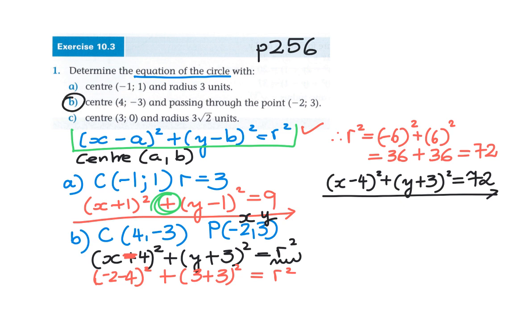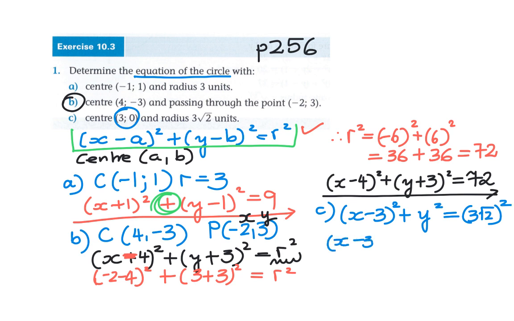The last one, equation C, quite simple again. We've got a center at (3, 0). So my equation is (x − 3)² + (y − 0)² = r², where r is 3√2, which I then need to square. Just to simplify, (x − 3)² + y² is equal to 3² which is 9, times (√2)² which is 2, so this will be equal to 18.